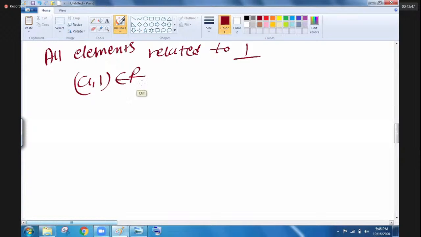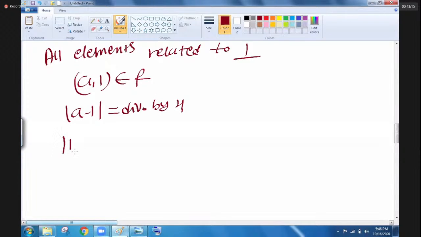They are asking all the elements related to 1. Means they are asking what are the elements which are having 1, which are the ordered pair in the relation, which are having one element as 1 and the other element we don't know. So we have to find out all those elements. So obviously the modulus of a minus 1 must be divisible by 4. It should be divisible by 4.